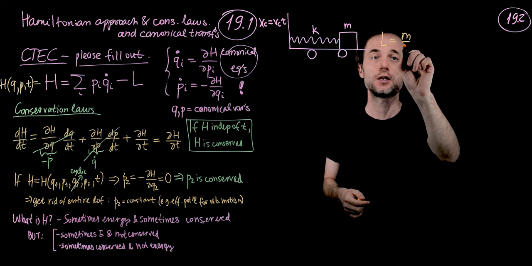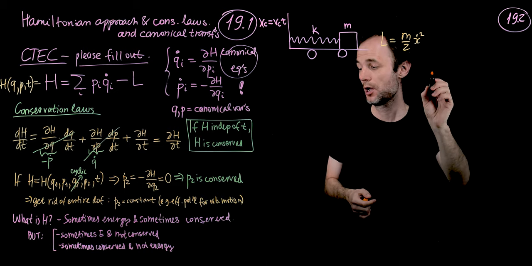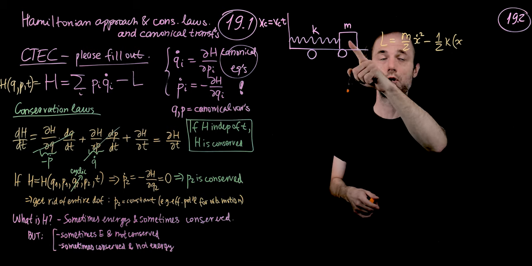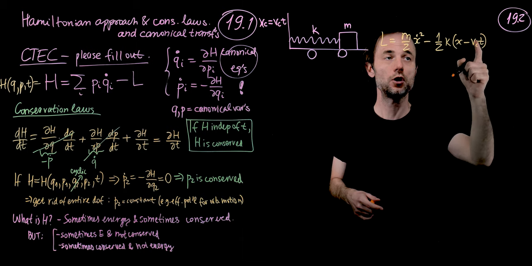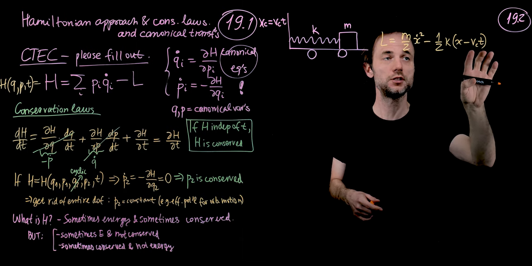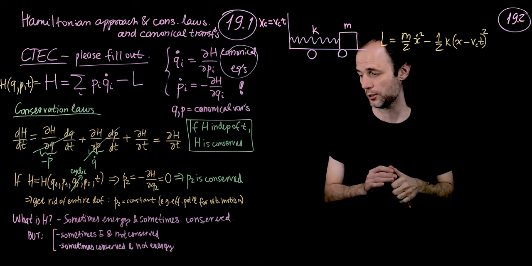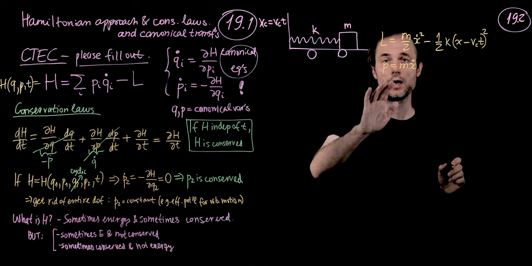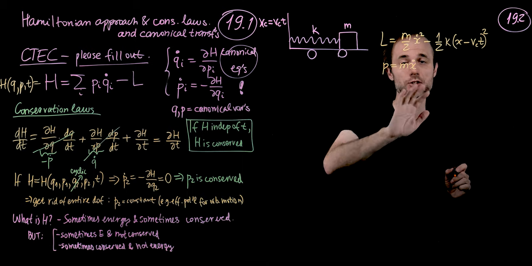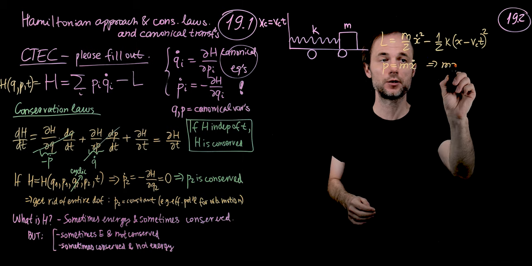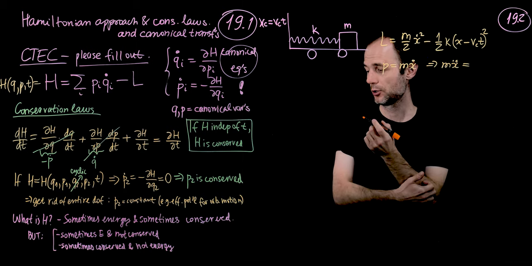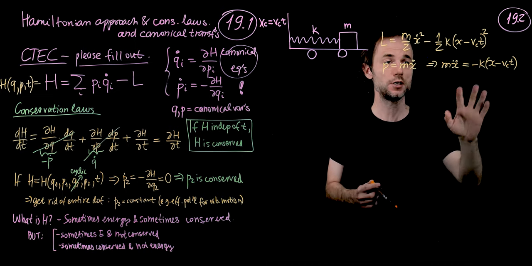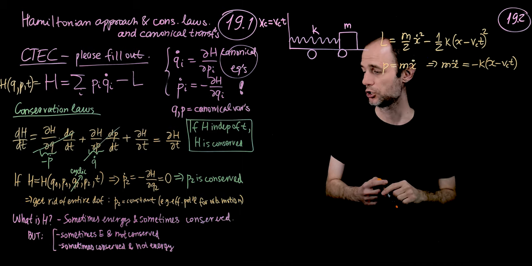We can just say that it is m over 2 times x dot squared minus 1/2 k times (x, the coordinate of the mass, minus the coordinate of the car, which is vc, the velocity of the car, times t) all squared. And from here we can write down that the momentum is equal to dL/dx dot, or m x dot. And from here we can write down the equations of motion, m x double dot is equal to minus k (x minus vc t), by the Euler-Lagrange equations.